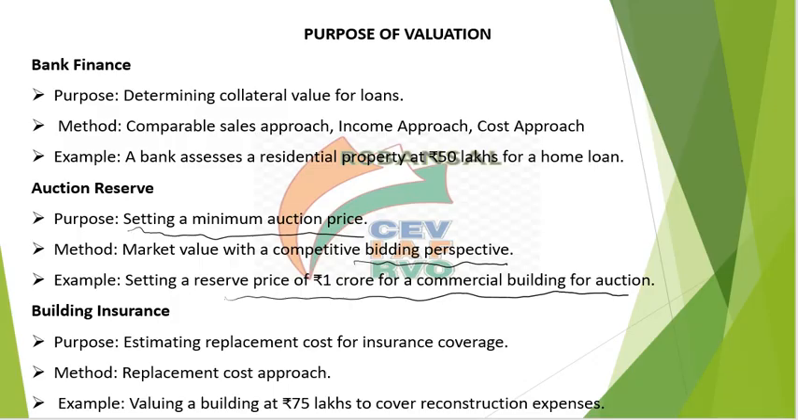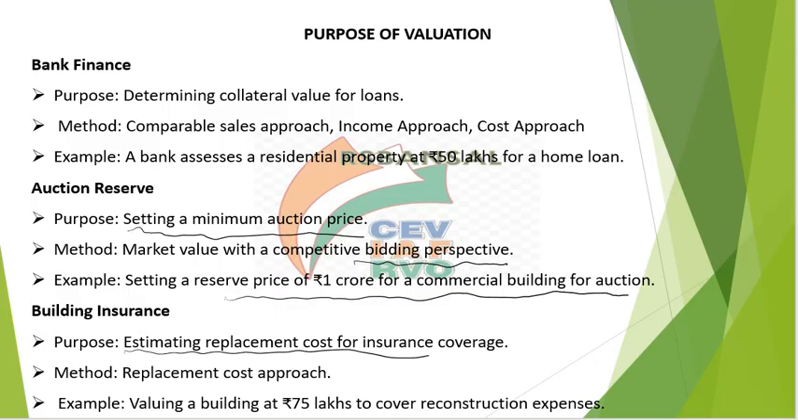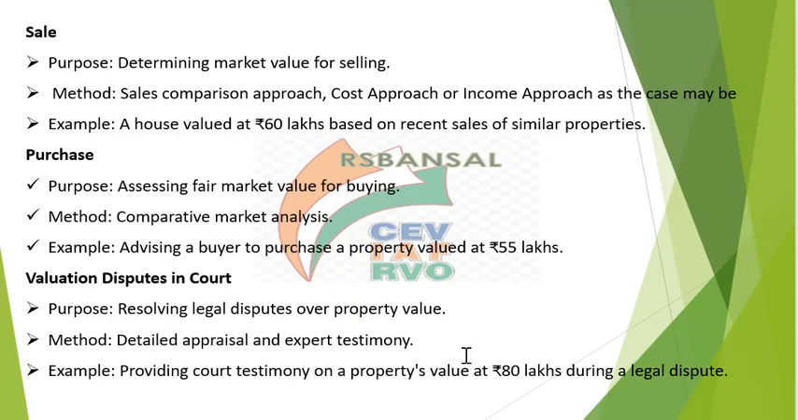Then building insurance. The purpose here is estimating the replacement cost for insurance coverage. Whenever a building is insured, you have to pay a premium, and that premium is based on the replacement cost of the building for insurance coverage. The method here is the replacement cost approach. For example, valuing a building at rupees 75 lakh to cover reconstruction expenses.